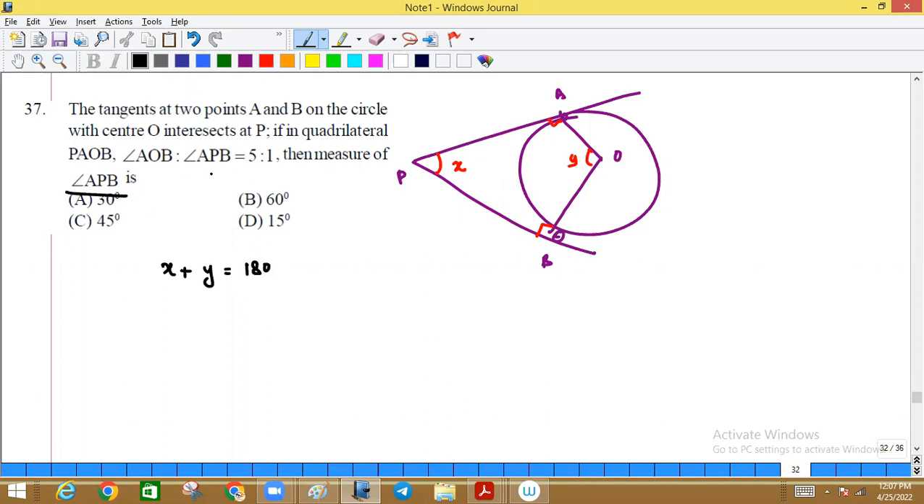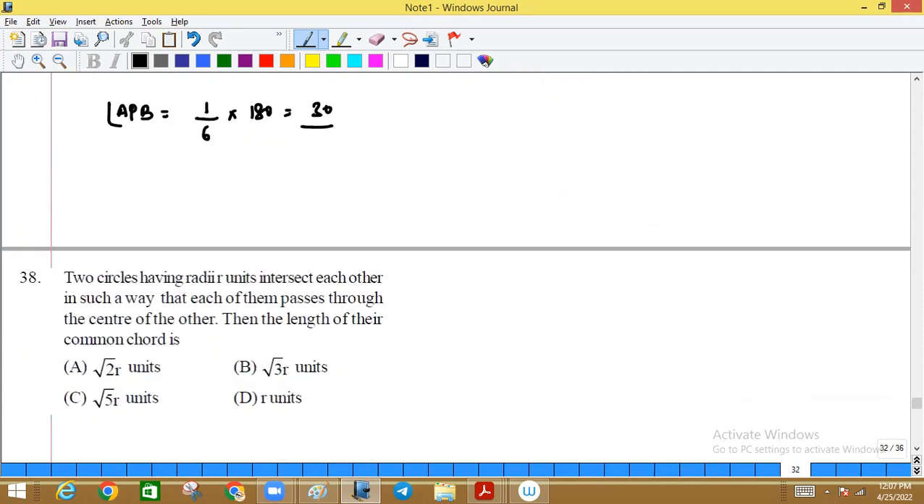It is asking you APB. APB is how many parts? One part out of 6 parts. 5:1 ratio. If you divide, the two angles are 150 and 30. One angle is 150, another angle is 30 degrees. I told you this is property number 6. Look at the triangle, circles, you'll get that.